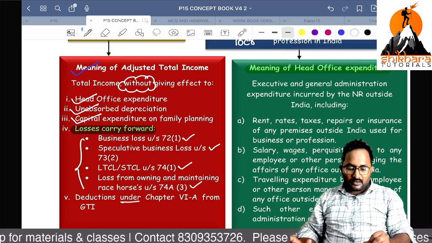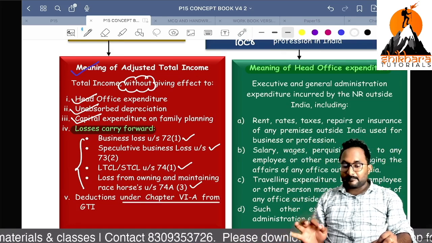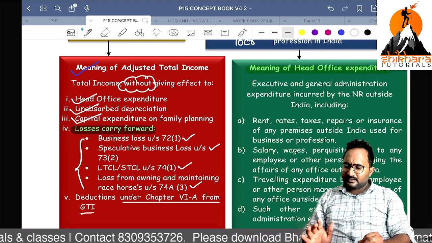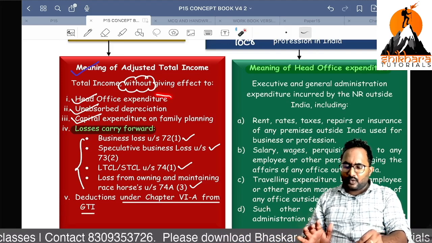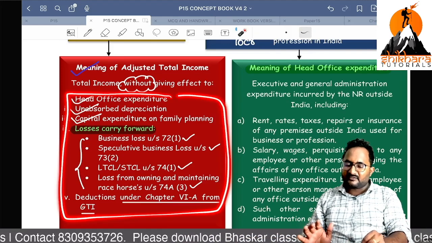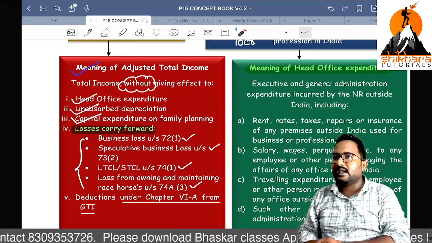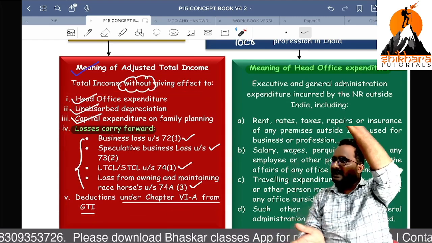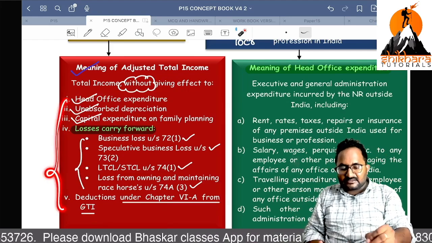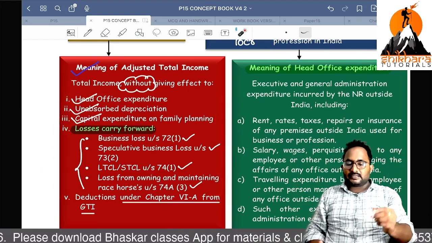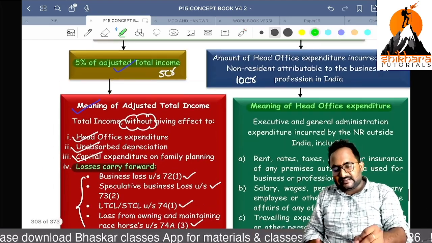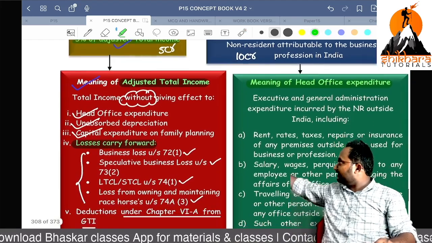Last one, before removing the Chapter 6A reduction. Can you tell me, if you consider these things before, will our total income increase or decrease? Increase. After considering these things it will decrease. So that's why I want to increase the adjusted total income without taking these things.